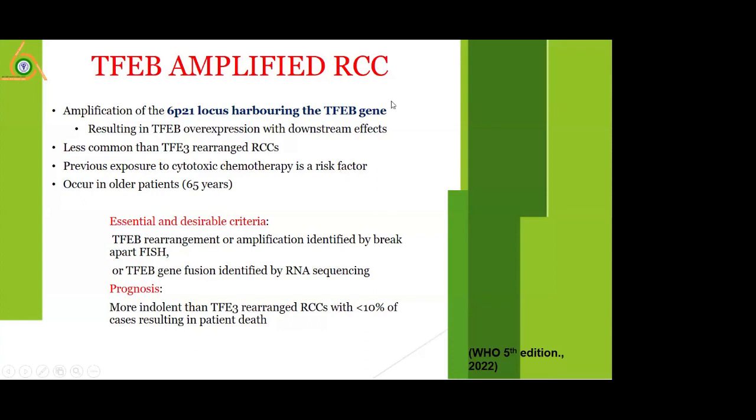The idea is you should know that there are three different types of translocation associated RCC which have been added in the new WHO. TFE3, you all have already known about. So the two new entities are TFEB rearranged and TFEB amplified. Both are very rare, and both can be picked up by classical break apart FISH probes and their morphology. For TFEB amplified, the morphology is variable.